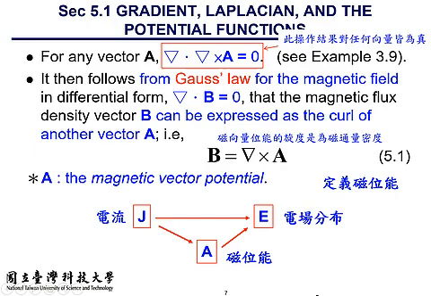So A is namely the magnetic vector potential. By taking the curl of A, we obtain the magnetic flux density.